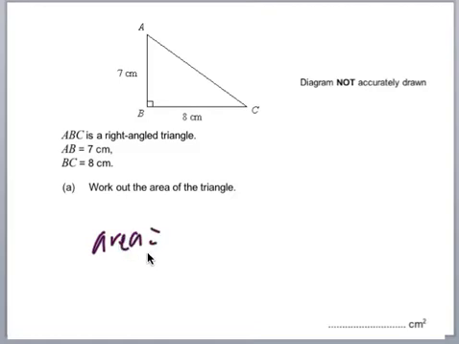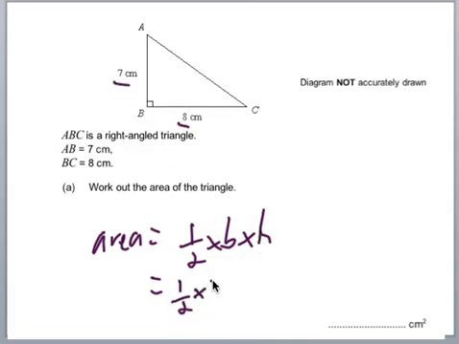Hopefully we remembered that the area of a triangle is half times base times height. So in this case, the base is 8 centimeters, our height is 7 centimeters. So we do half multiplied by 8 multiplied by 7, and that gives us an answer of 28. It's not just 28 because we need to remember our units. Units for area are always squared units. In this case, our unit is centimeters, so our answer is centimeters squared.